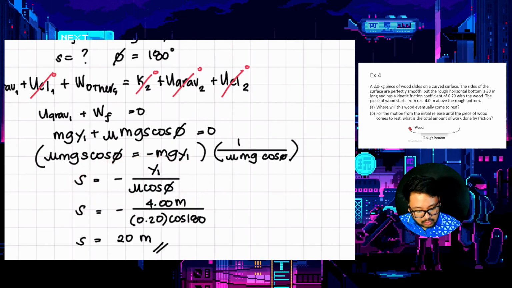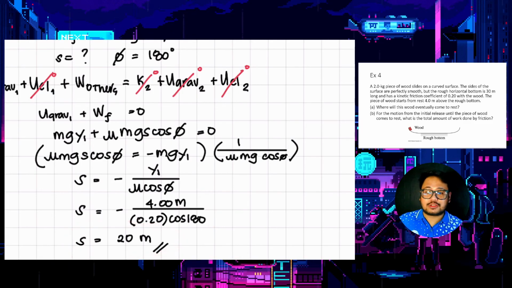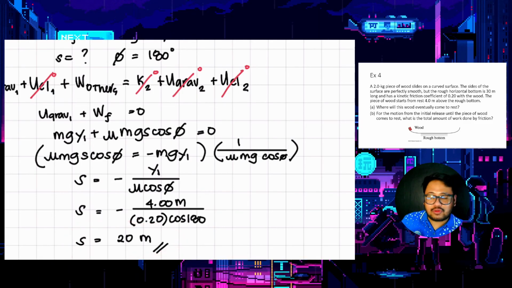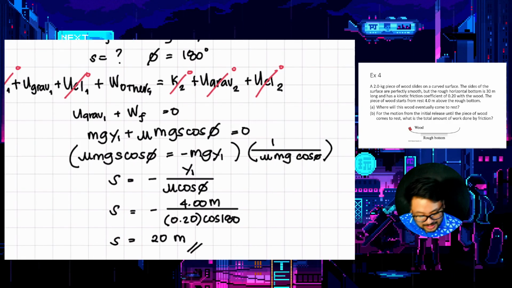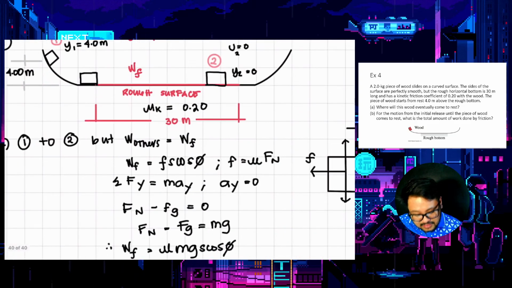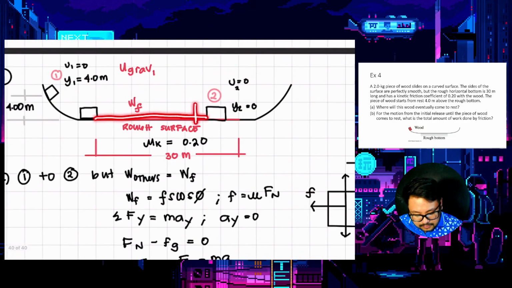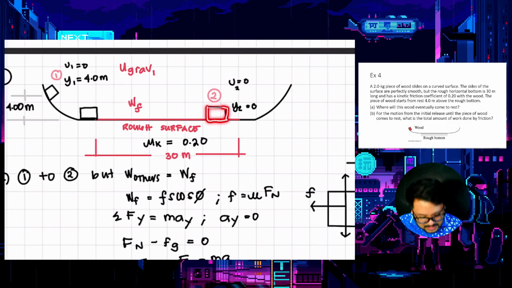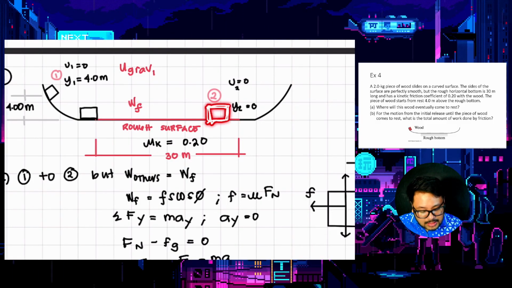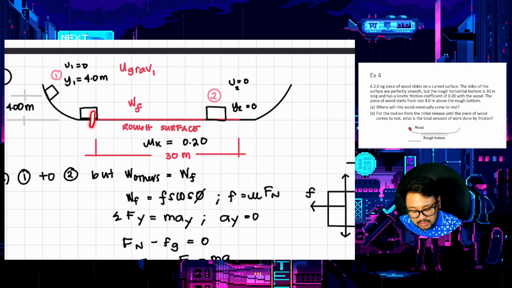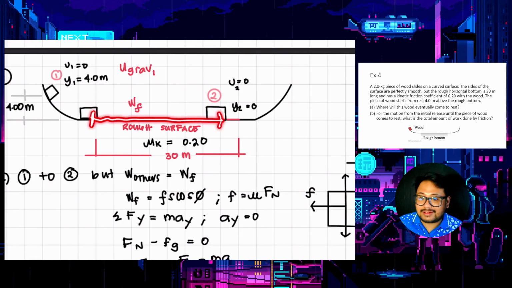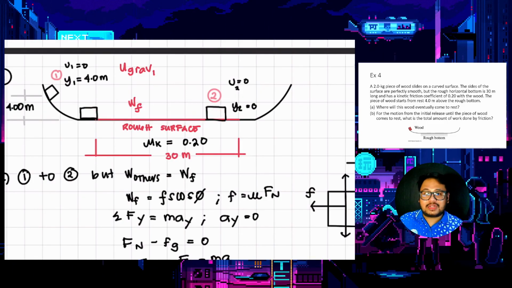So that's negative 4 over 0.20 cos 180. So S now is 20 meters, or the distance that it took for our box to travel and eventually stop is 20 meters. And at this point in our rough surface, somewhere here, it will now have a speed of 0. It has come to rest after traveling 20 meters from the starting point of our rough surface. Okay, so that's our answer for letter A.